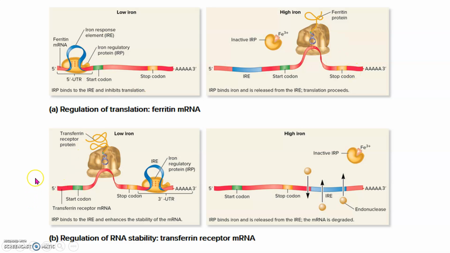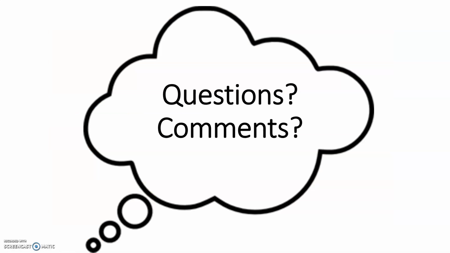With transferrin, it's going to help with stability. So by the IRP binding, it's going to stabilize this molecule and allow translation to occur. If it's not bound, then the endonuclease comes and degrades it, and it's not stable. Okay, so these are additional ways in which we can affect gene expression in eukaryotes.